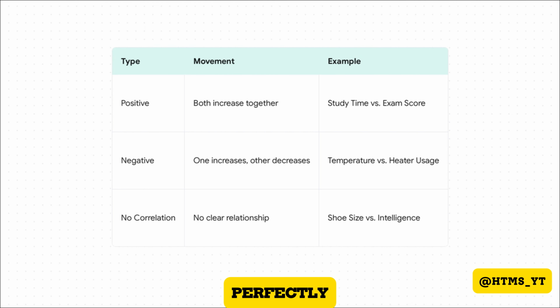This table lays it out perfectly. First up, positive correlation. Both things go up together. Think, the more hours you study, the better your exam score. Makes sense, right? Then you've got negative correlation. One goes up, the other goes down. Like when the temperature rises, your heater usage plummets. And of course, no correlation. There's just no connection. Your shoe size has absolutely nothing to do with your IQ.